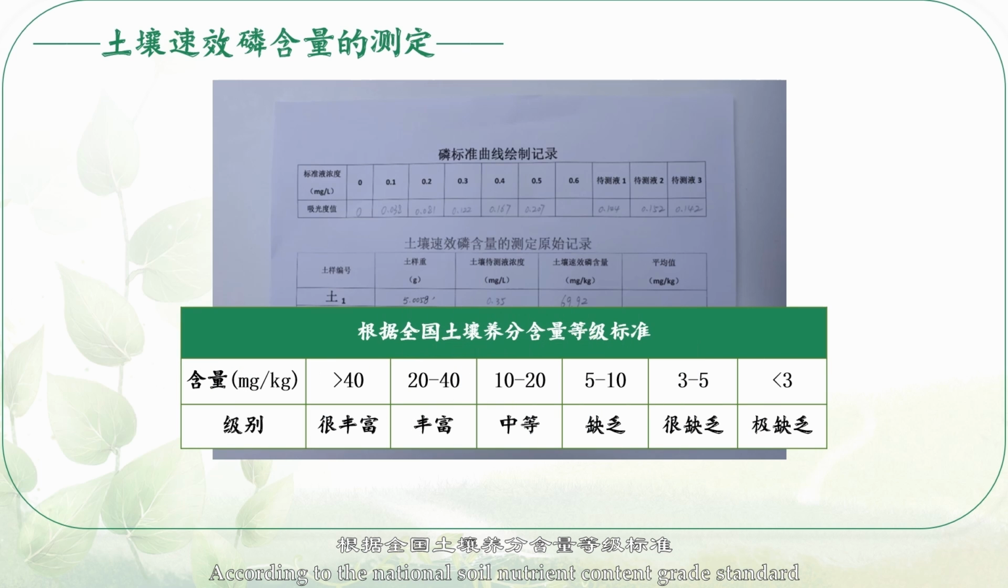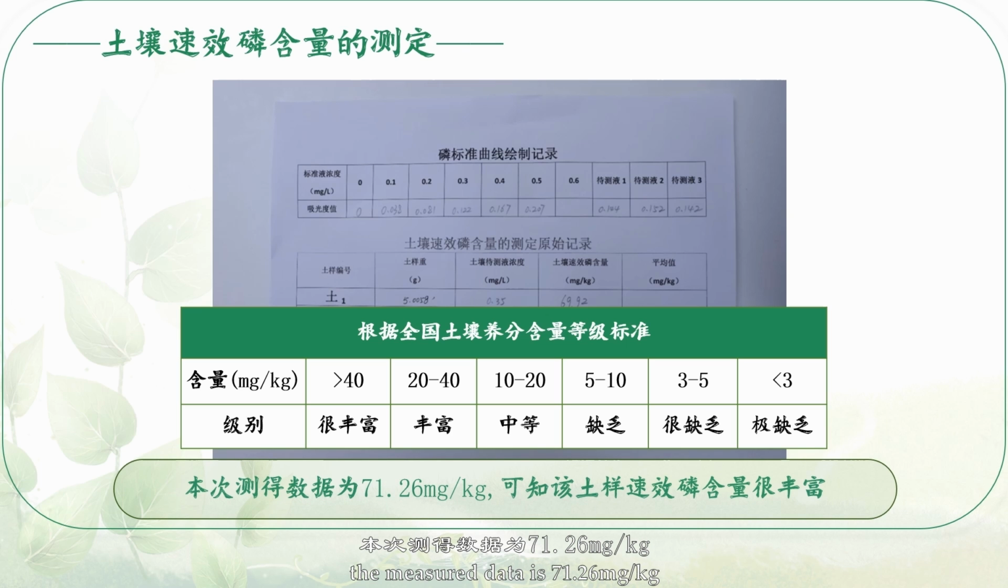According to the National Soil Nutrient Content Grade Standard, the measured data is 71.26 milligrams per kilogram, which shows that the soil sample is rich in available phosphorus. That's all for this lecture.